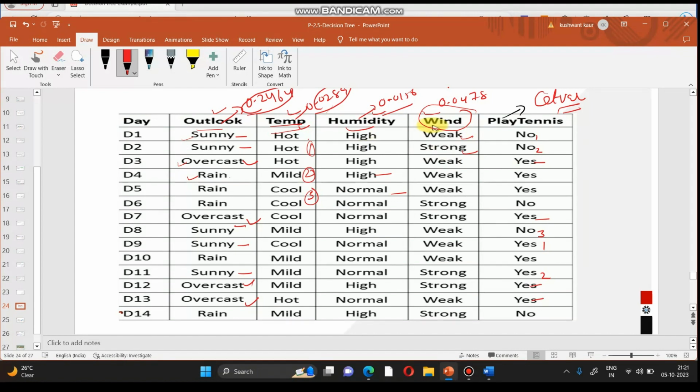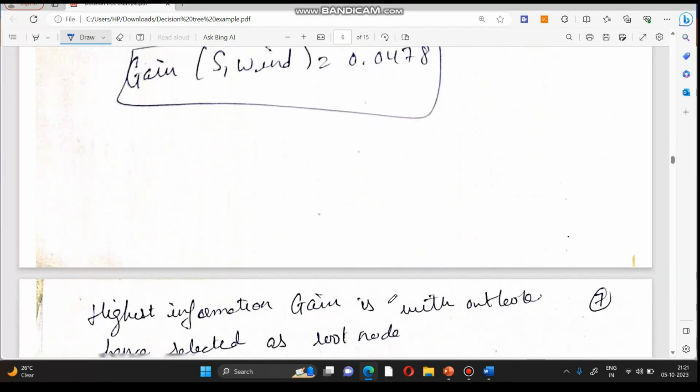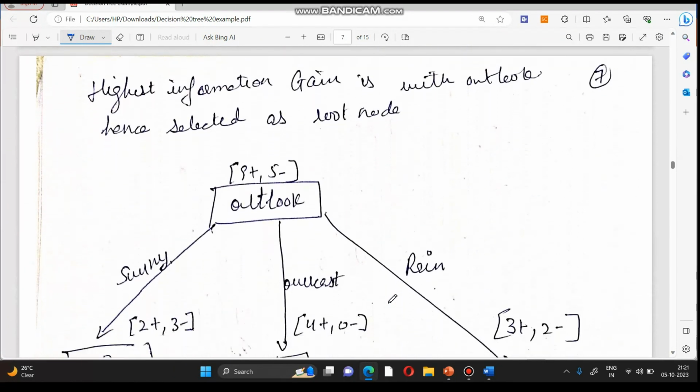So when we have calculated the gain for all these 4 attributes, now we will find the maximum gain. So maximum gain is outlook. So it will give us a decision that my parent node will become outlook, and we will start accordingly. So the highest information gain is with outlook.